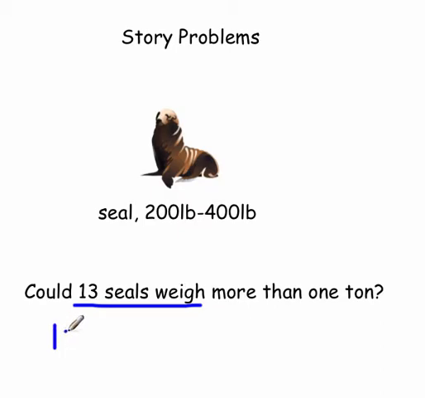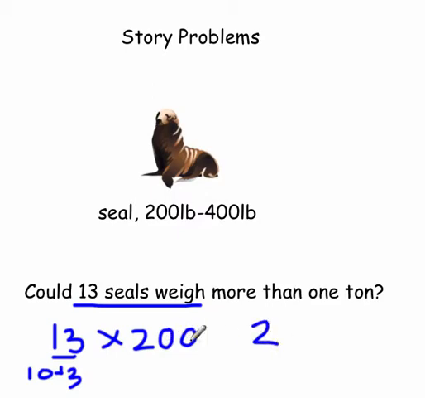That means I have 13 times 200 pounds each. I'm going to break apart my 13 right here into a 10 plus a 3. And then what I want to do is take the 200 times the 10 and the 200 times the 3. Well, 200 times 10, if I use my basic facts, that's 2 times 1, which is 2. And then hundreds times tens make thousands. So that part of the problem right there is 2,000.